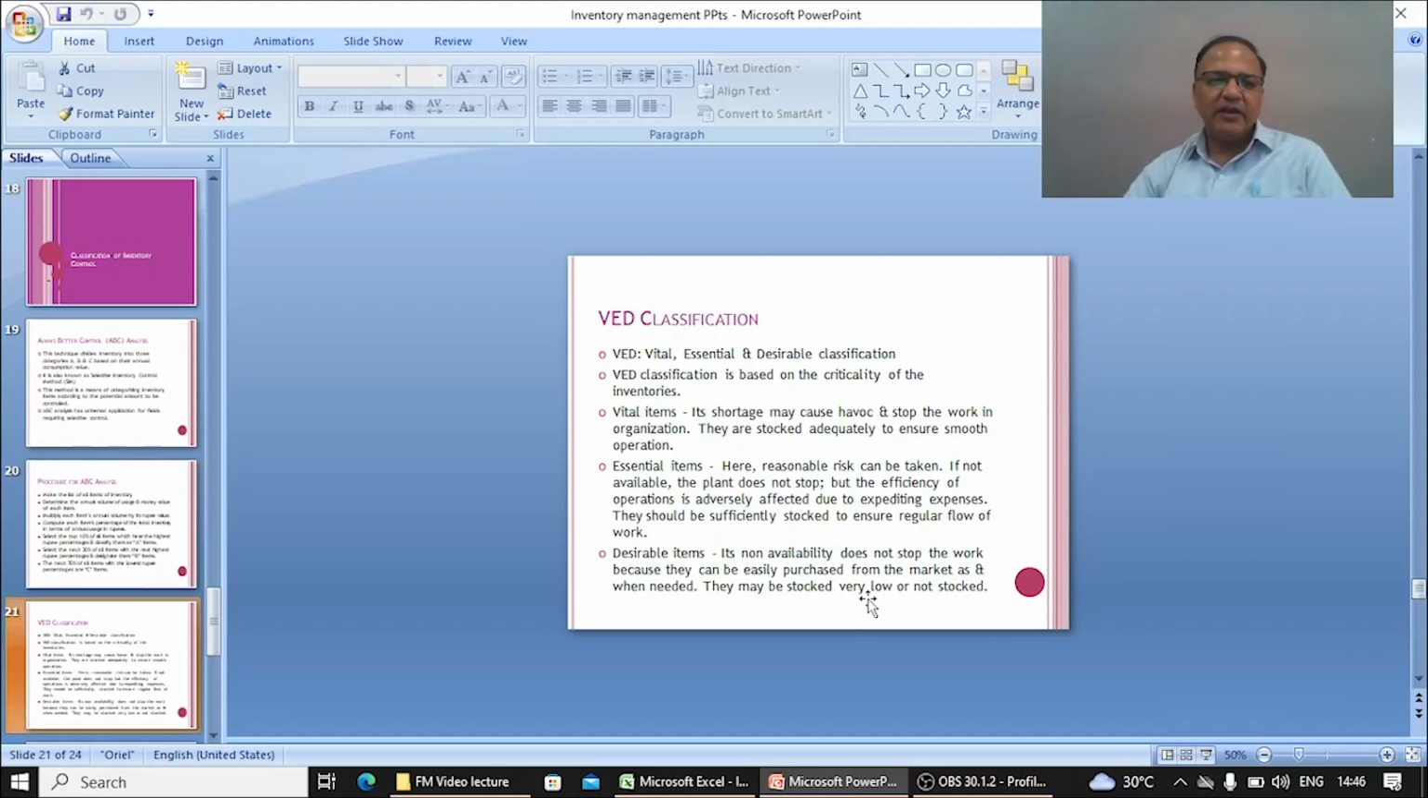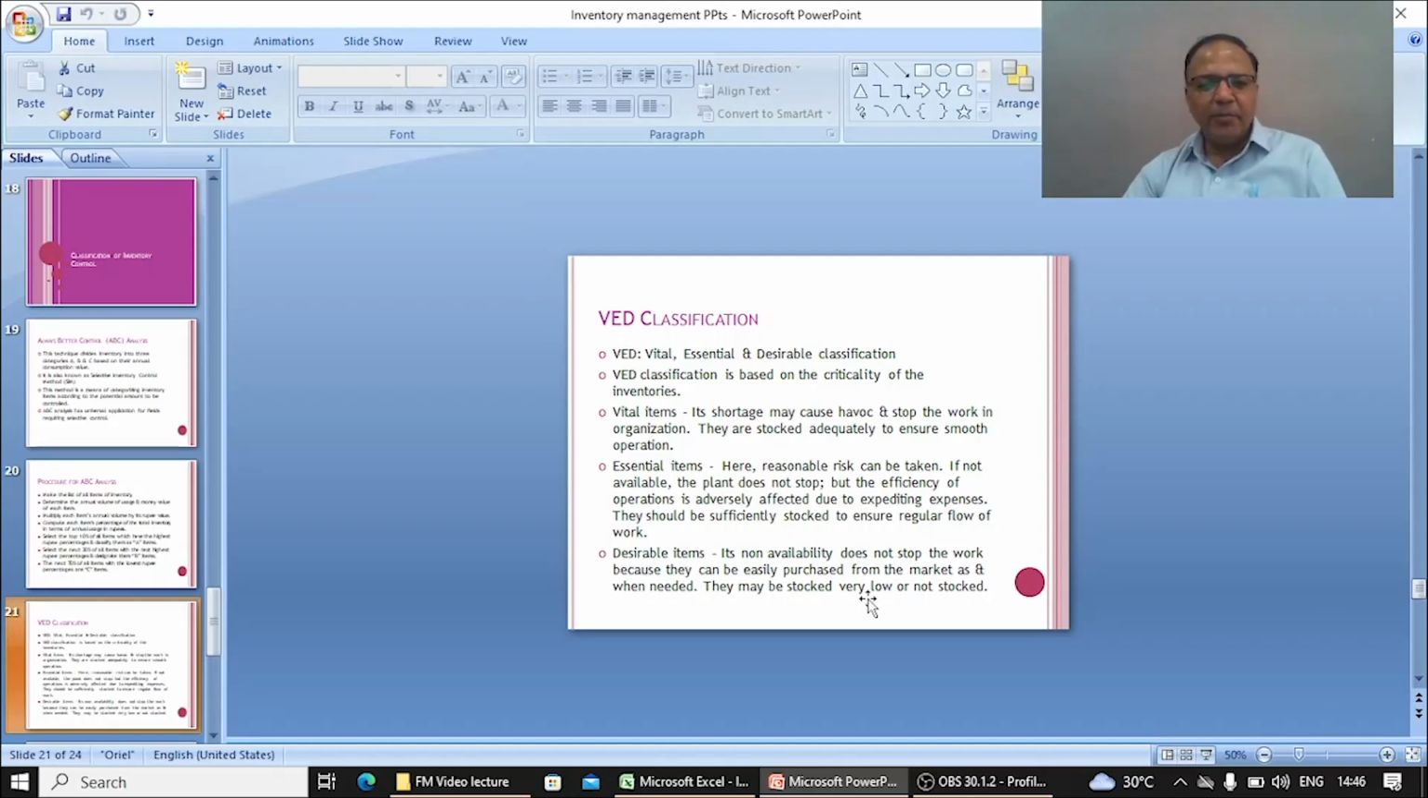Next classification is VED. VED means vital, essential, and desirable classification. VED classification is based on the criticality of the inventories. So simply we have to classify the inventory on the basis of vital, essential, and desirable.